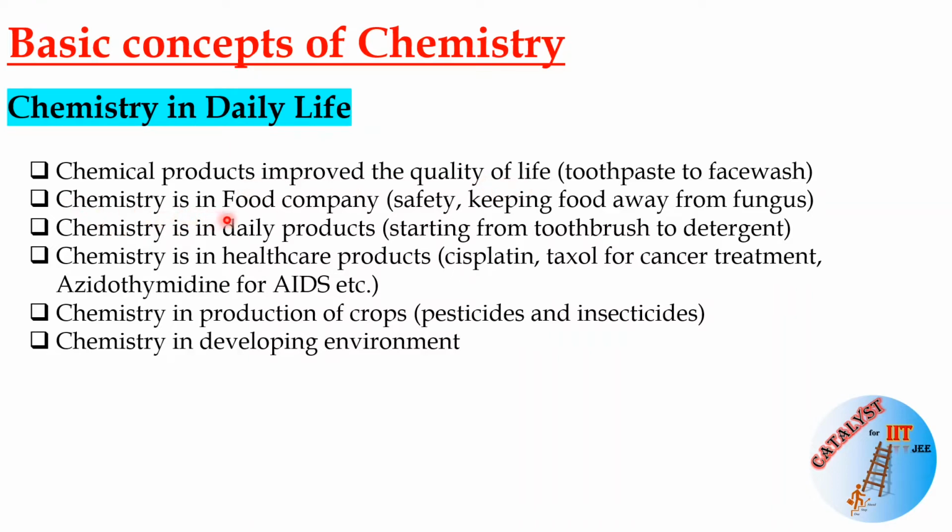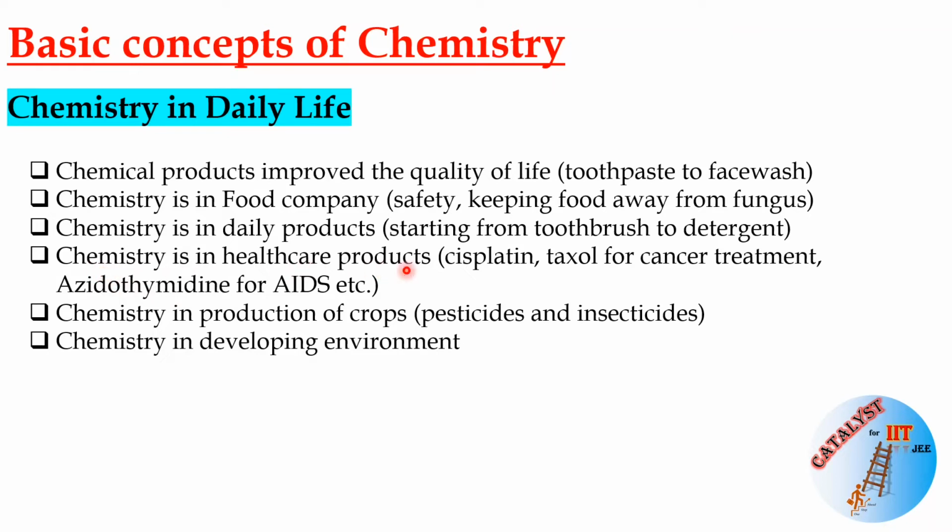Chemistry is there in food companies, because in safety protocols you find out how to keep your food safe, how to keep your food away from fungus, and there is chemistry involved. Chemistry in daily products is very common. Toothbrushes are nothing but made of polymers, and polymers are one type of molecules. Also detergents are molecules, and the preferred orientations allow the formation of this kind of detergent.